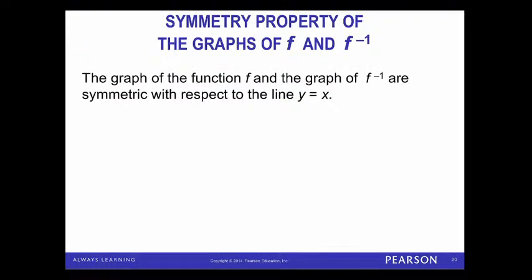So now we want to consider this notion of the symmetry property of the graphs of f and f inverse. The graph of f and the graph of f inverse are symmetric with respect to the line y equals x. So what this means is when we compare the graph of f to the graph of f inverse, it's the same graph, but we take the graph of f and rotate it. It's a little bit of a challenge, you have to use your imagination, but we're basically rotating about the line y equals x, and that will produce the graph of f inverse.